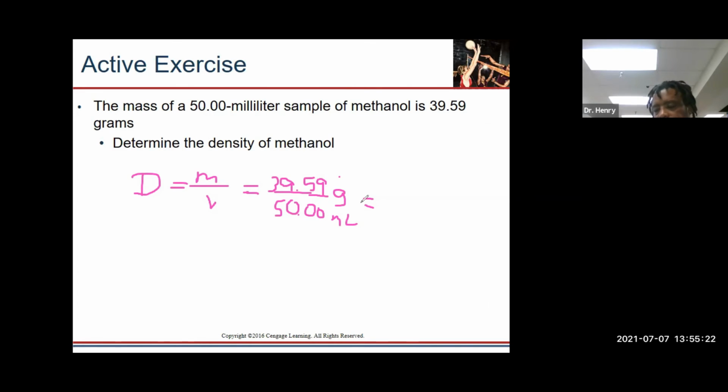So 39.59 divided by 50.00 is going to equal 0.918. And that's grams per milliliter. Okay, piece of cake? Good.